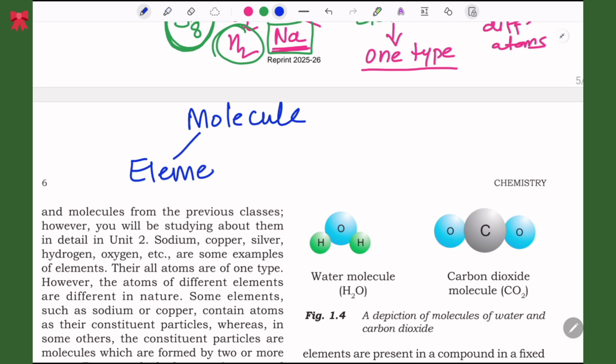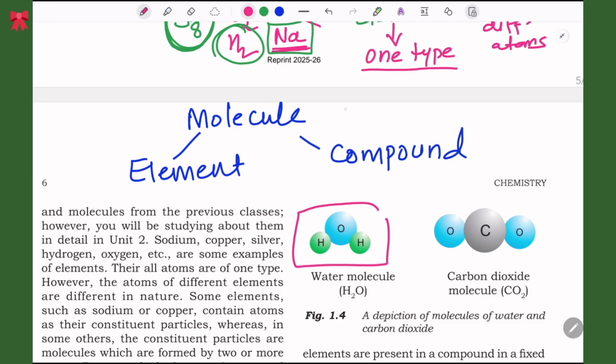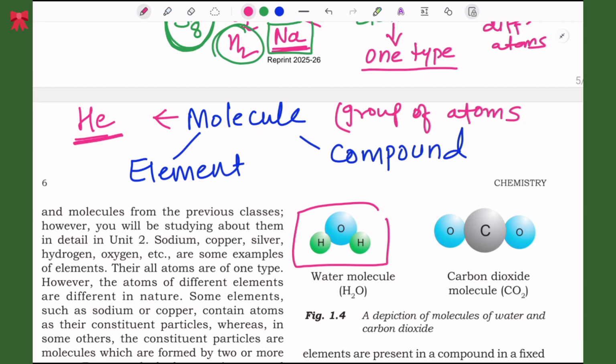So a molecule can be of an element or it can be of a compound. In front of you on the screen, you can see this molecule. What is a molecule? It is generally a group of atoms. It can be a single atom sometimes, for example helium. Helium atom never combines with another helium atom. So all the noble gases are going to be monoatomic molecules. So molecules are groups of atoms, and sometimes they can be monoatomic also.